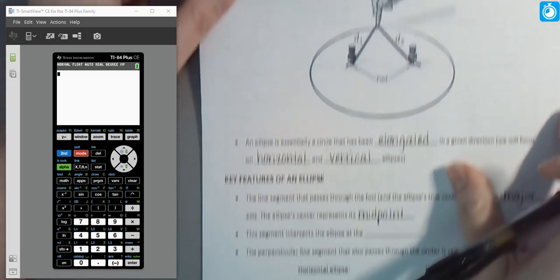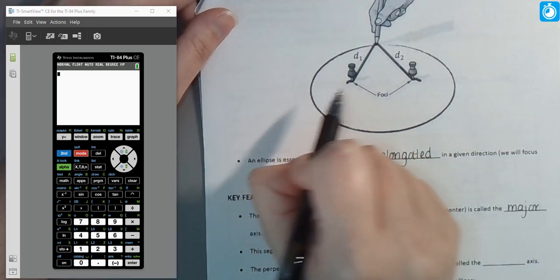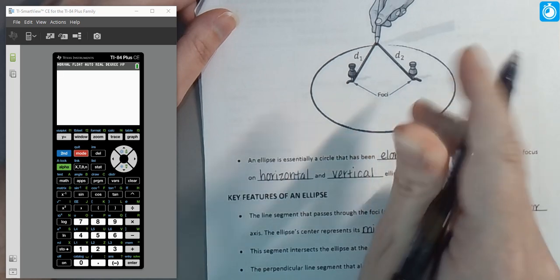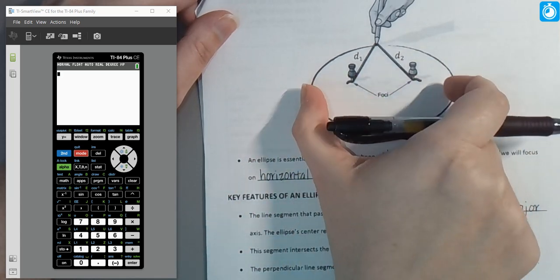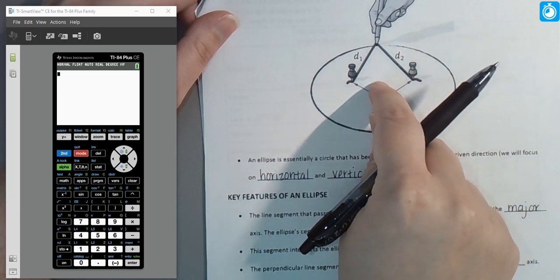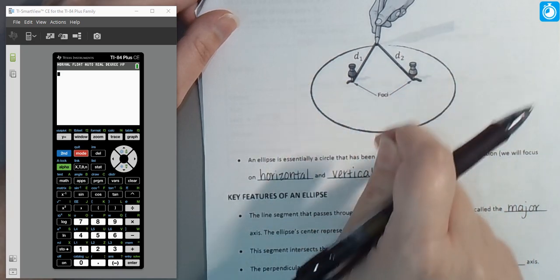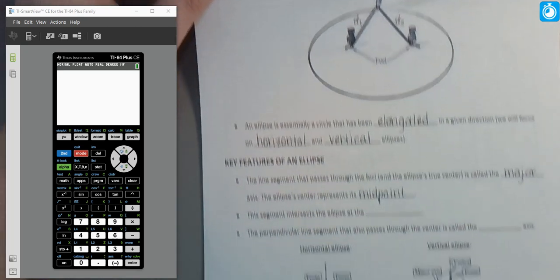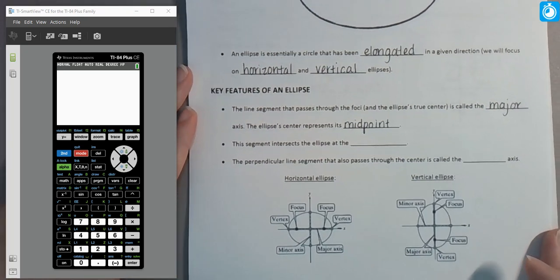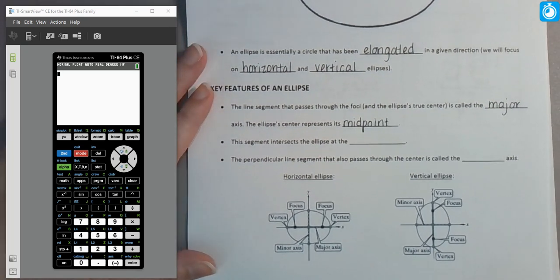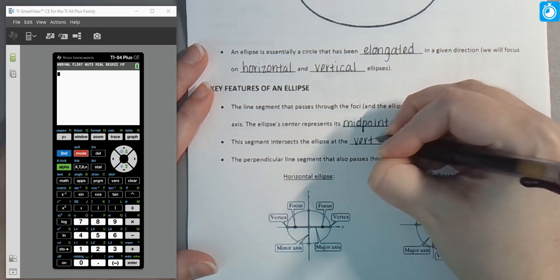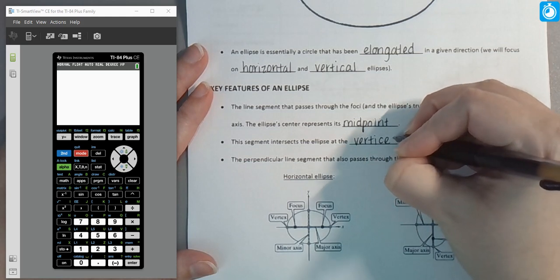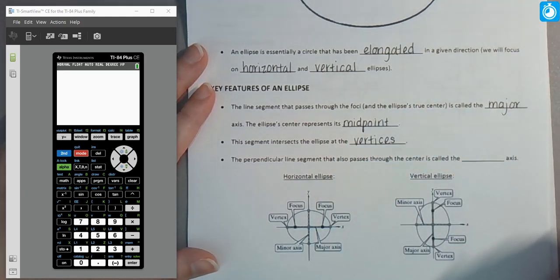So essentially the major axis goes from one far end to another far end of the ellipse. It passes through the foci, and then the halfway point on the major axis, the midpoint of that particular segment, is the true center of the ellipse. Now this segment intersects the ellipse at what we call the vertices. So the endpoints of our major axis are referred to as the vertices of our ellipse.